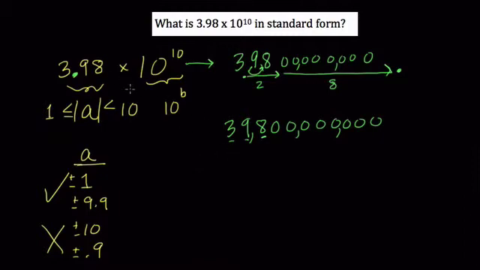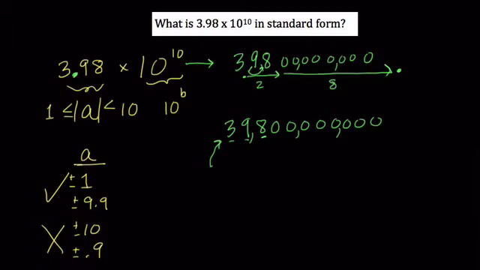Now I was saying if this first number was negative, you can imagine this number right here would in fact be negative 398 billion, which is a very, very, very, very low number. And so with negative numbers, the more zeros you add, the more negative it does get.